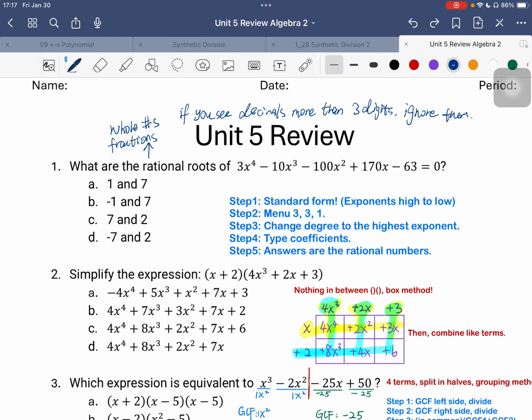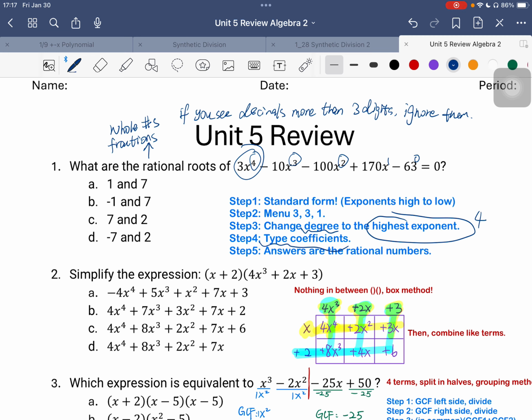So step 1, make sure the question is in standard form. Let's look at the exponents, or the heads. Are they in the order of 4, 3, 2, 1, 0? Yes. Then it means it's already in standard form from highest to lowest. Now step 2, you go to the calculator, click menu 3 3 1, and then change the highest degree to the highest exponent. For this question it is 4.